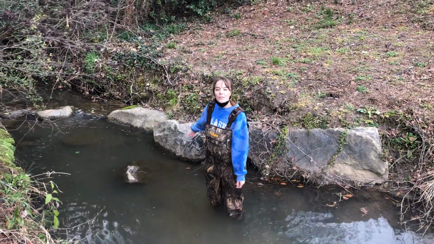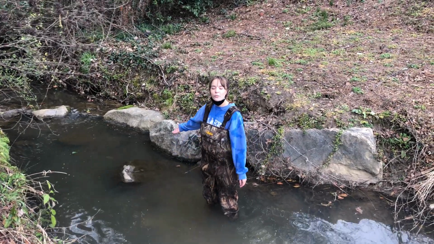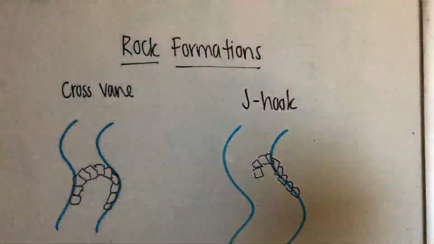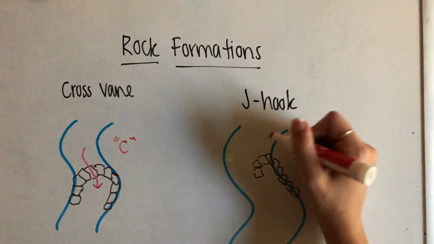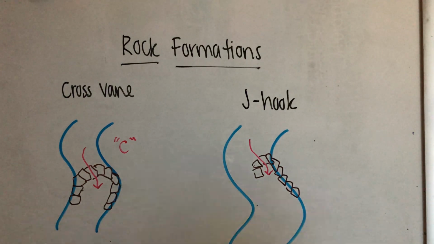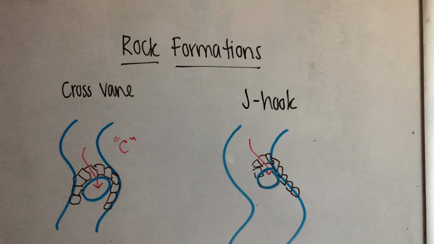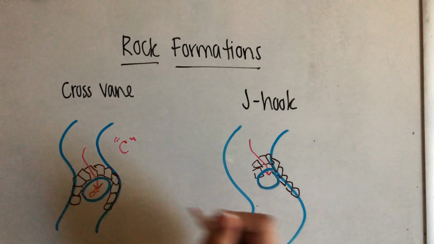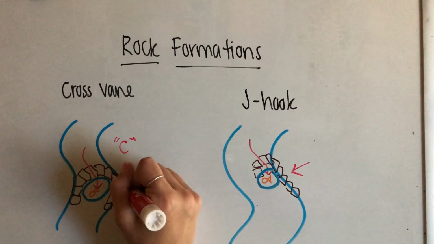This is an example of a J-hook diverting water from the banks of the stream and creating a pool for aquatic species. Cross veins and J-hooks have many benefits to water quality. One being they divert water from the stream into the center, making pools for aquatic life, and they decrease water erosion where the rock formations are placed along that stream bank.